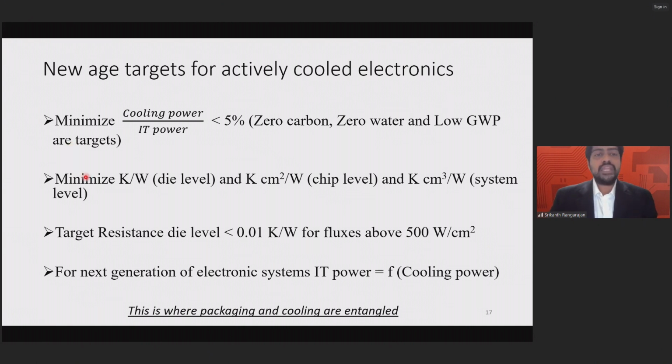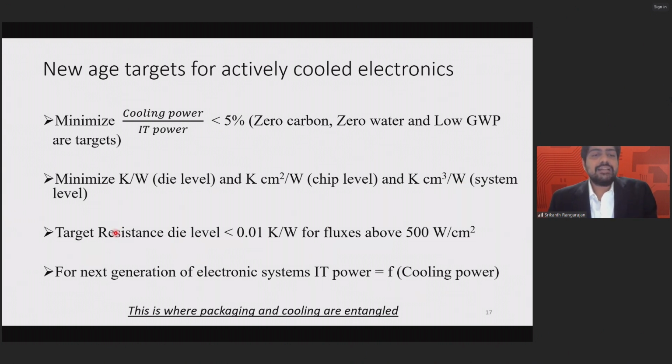And we also want to minimize the Kelvin per watt at the die level, which is the resistance, and the Kelvin centimeter square per watt at the chip level, and Kelvin centimeter cube per watt at the system level. So this Kelvin centimeter cube per watt is a new age metric that is getting a lot of prominence. And this was first introduced by Professor Bar-Cohen in one of his early papers, which was published in the 2000s. And he really emphasized using Kelvin centimeter cube per watt as a new age metric to optimize.